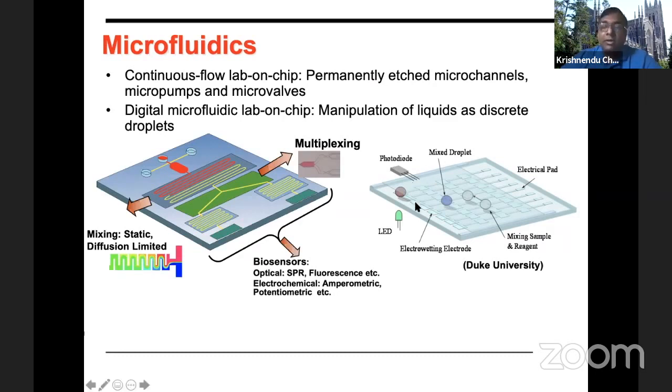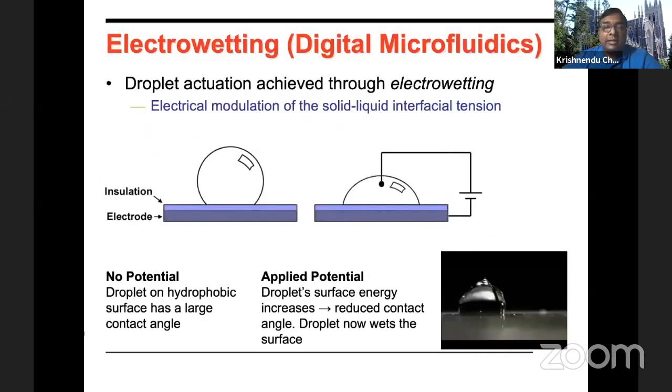And by turning on and off these electrodes, I can either hold a droplet at a specific location, or I can make it move. I can do all kinds of interesting things. So this is called digital microfluidics. And for the rest of the talk, I will be focused on this platform. So let's look at the science behind droplet-based microfluidics.